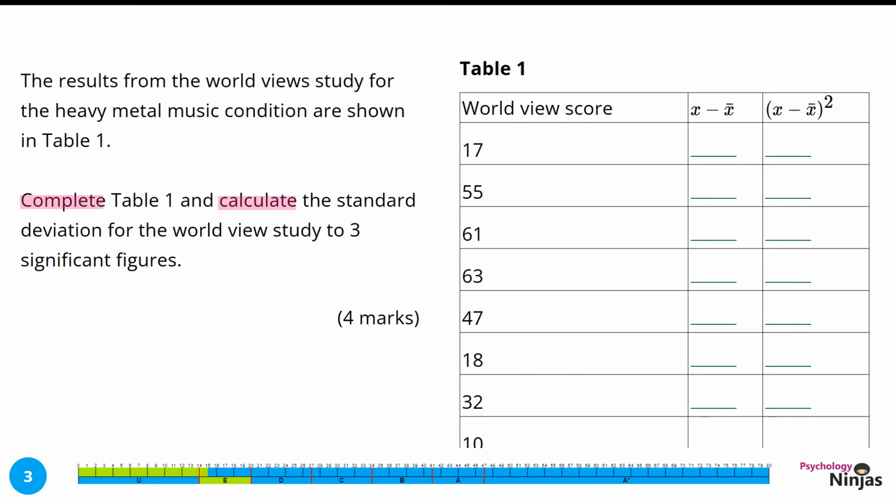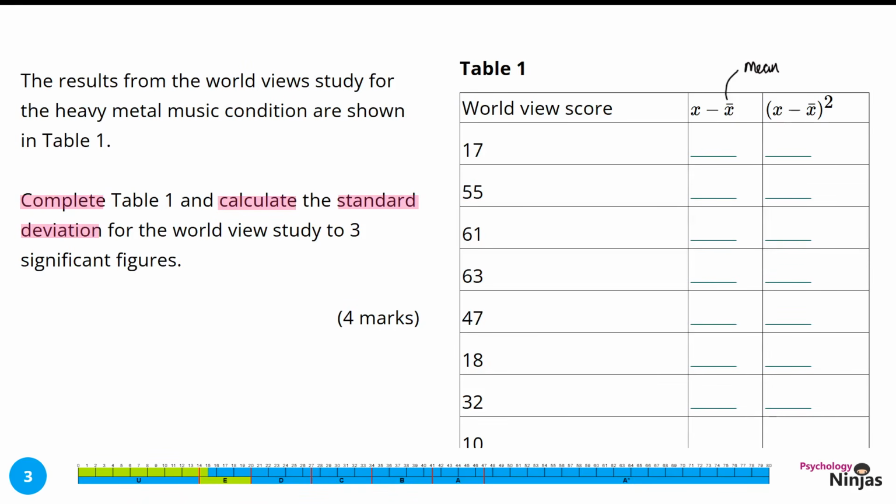There is some assumed psychological knowledge in this study in how we calculate standard deviation as a measure of dispersion. Standard deviation tells us how spread out the scores are around the mean. Our first job is to calculate the mean. This means we need to add up all the scores and then divide it by the number of scores.